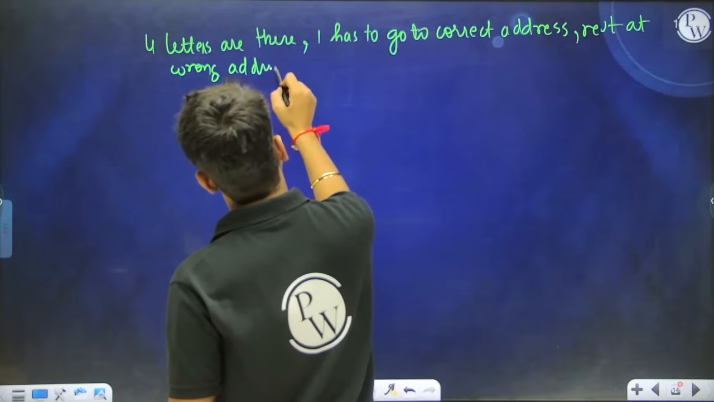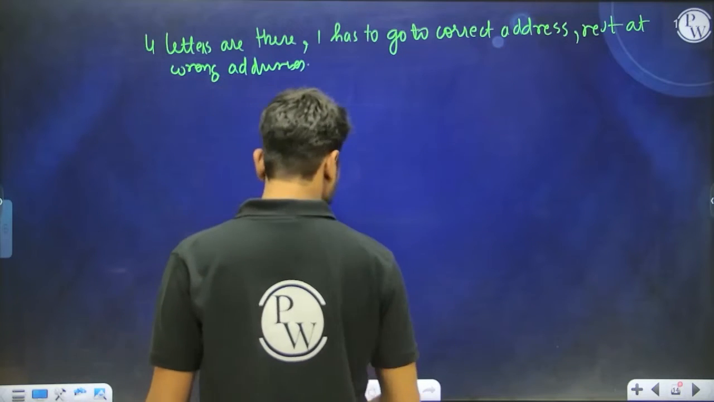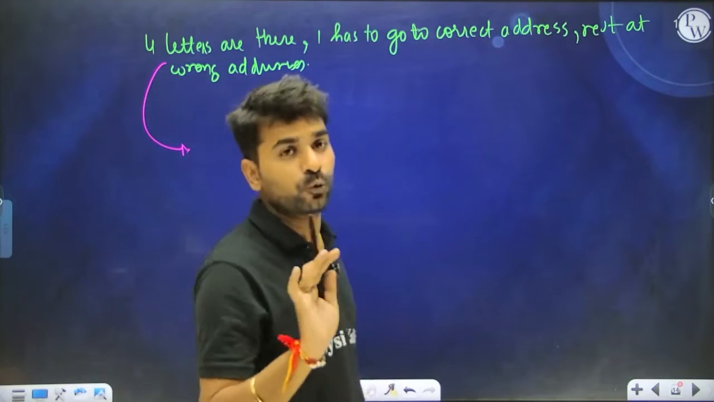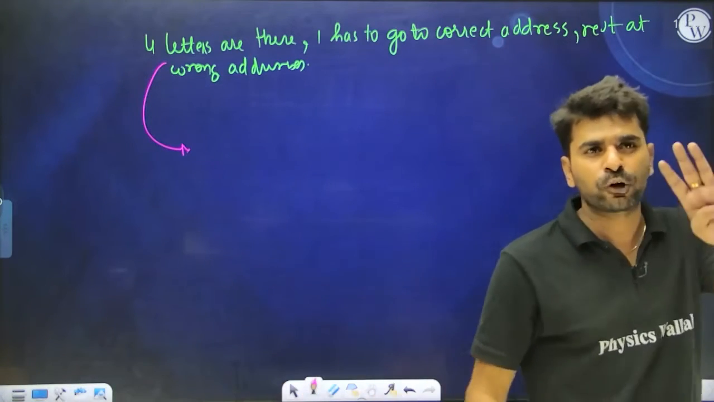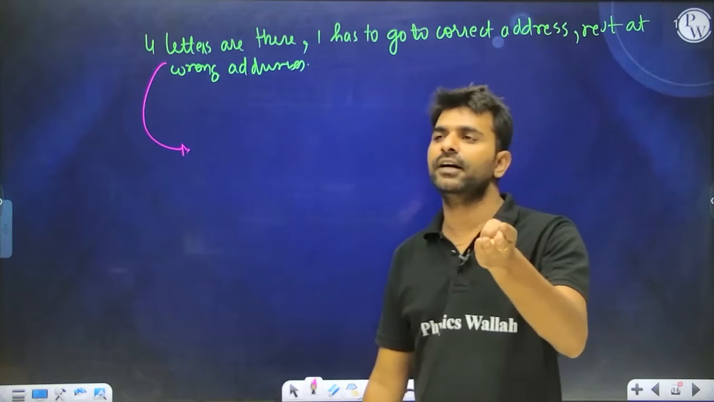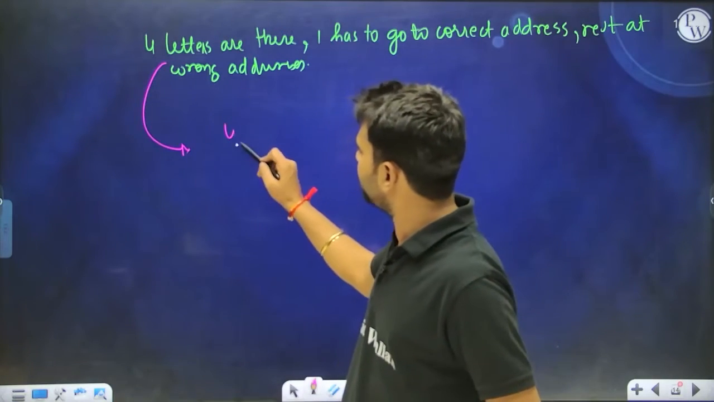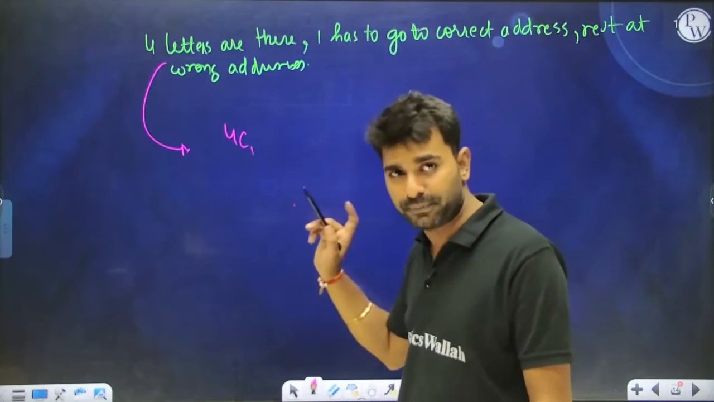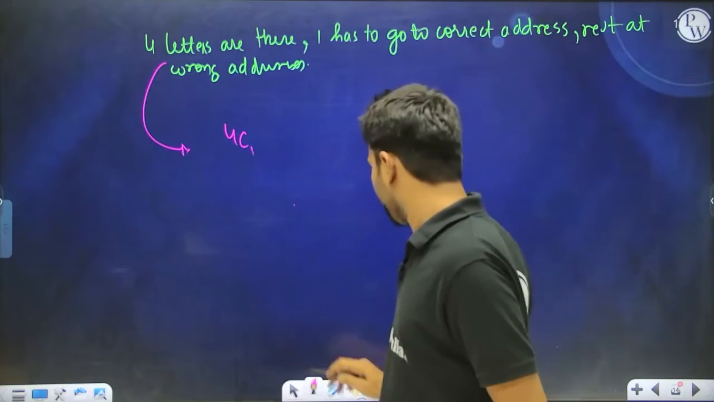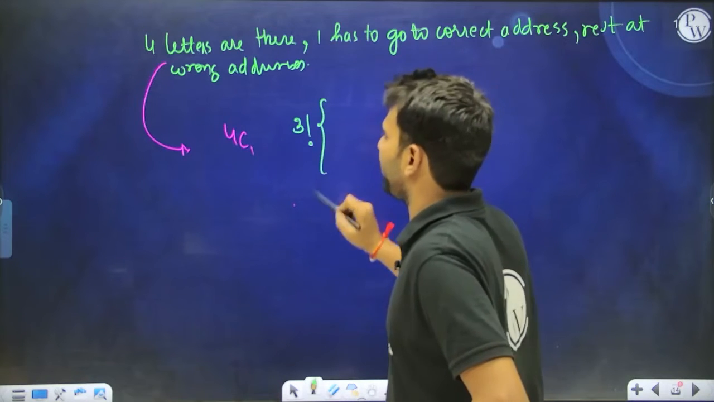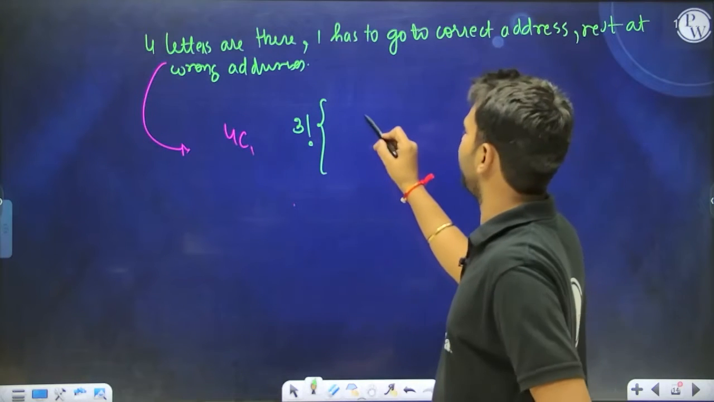So in this variety of questions, what you do is you first find out the letter which you want to send to the correct address. So there are 4 possibilities for that, either letter 1, letter 2, letter 3 or letter 4. So first you will select that letter which you want to send at the correct place. So that can be done in 4C1 ways. Now the remaining 3 letters you want to send at wrong places. So for that you will do derangement.